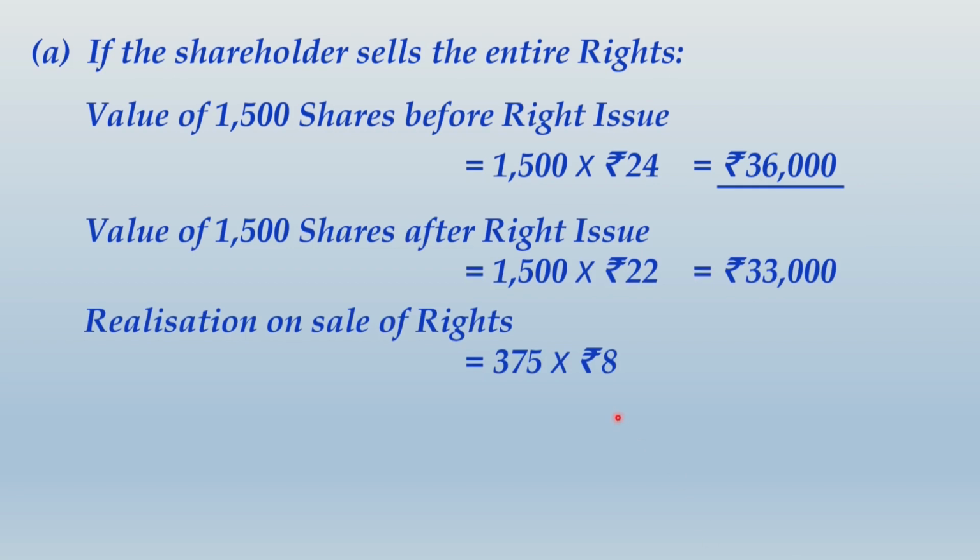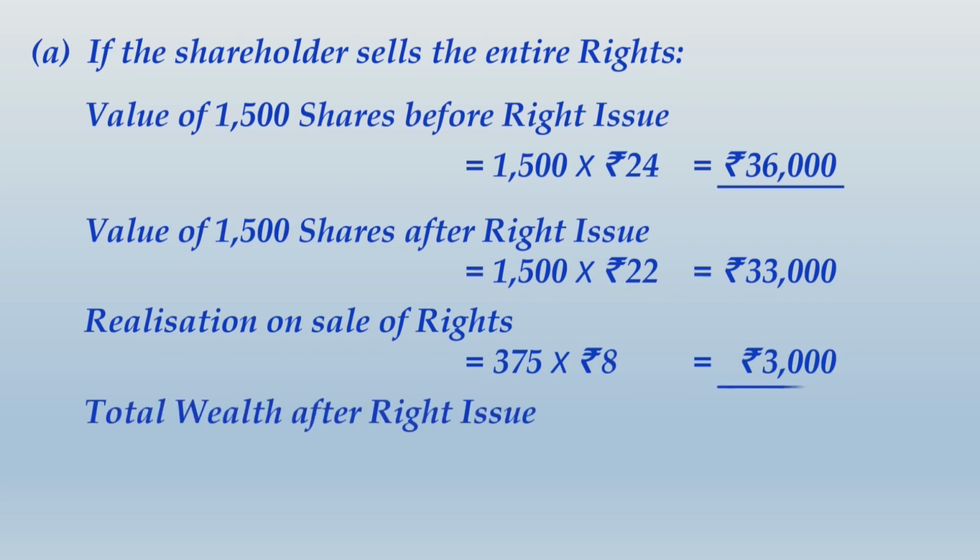Don't forget that rupees 8 is the value of right alone. For 1500 shares originally held, the shareholder will be having 375 right shares in his hand. That means he has rights for buying 375 shares. If he is selling that right, he is getting rupees 8 per right, that is 8 multiplied by 375. The total cash realization will be rupees 3,000. And finally, the total wealth after right issue, 33,000 plus 3,000, that will be 36,000.